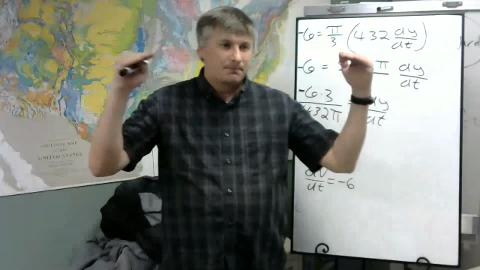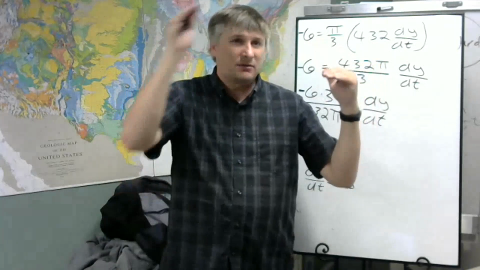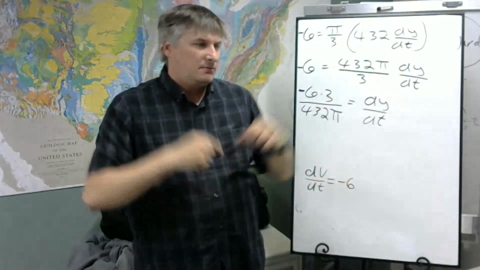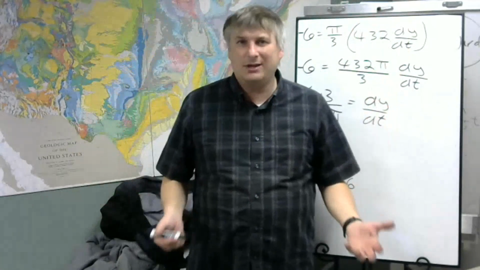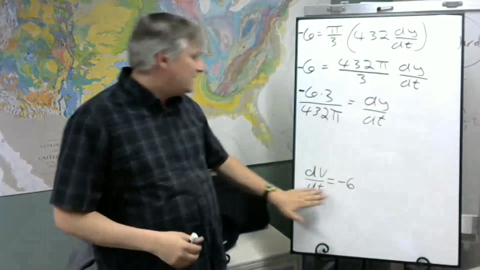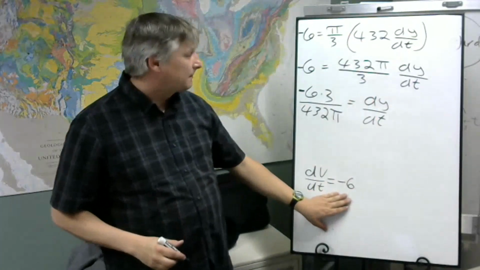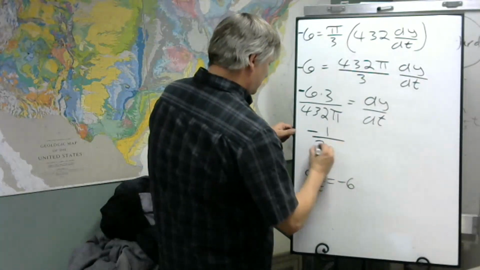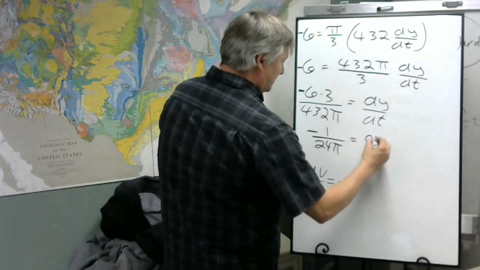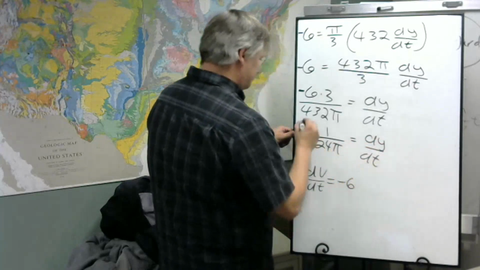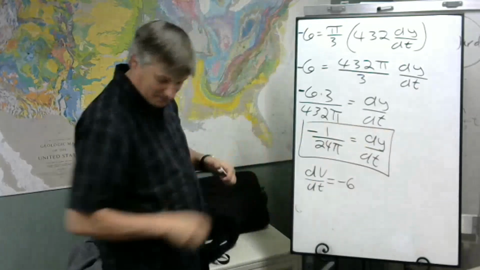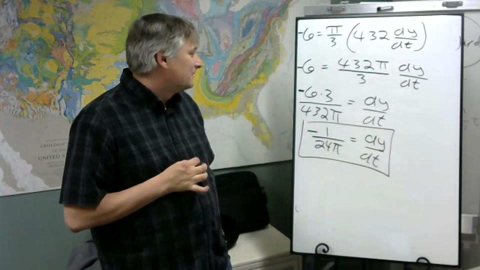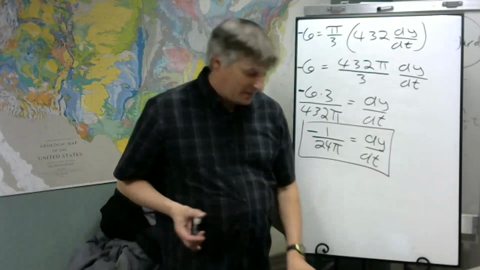So if you have the volume and a rate of change, if it's a positive rate of change, it's increasing the volume, so the volume builds. But if the volume is dropping, that means the rate of change is going to be negative. And so that means dV dt is actually -6. All right, and so this will reduce down to -1 over 24 pi is dy dt. All right. So again, any questions about that, let me know.